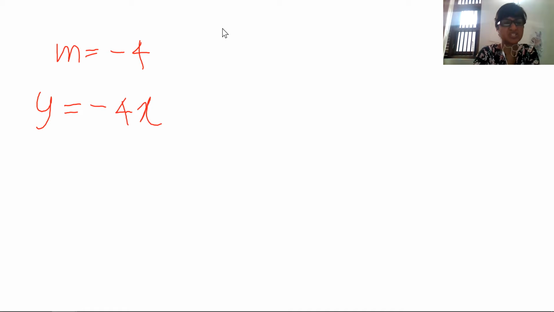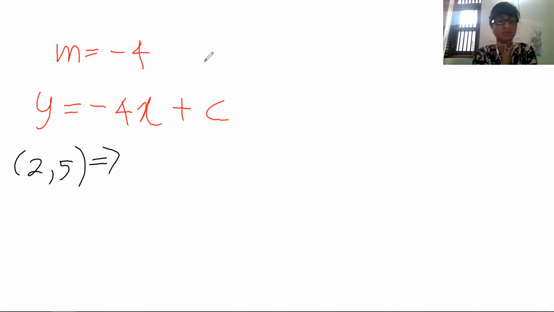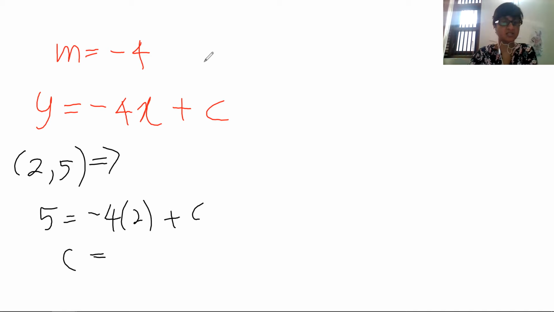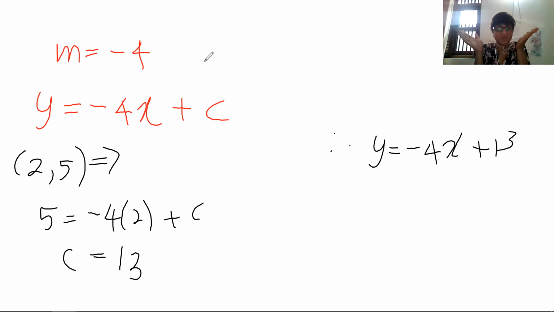So then you would use the information that 2, 5 is on this line. You would plug this in, because this point must satisfy the equation. You would say 5 is equal to minus 4 times 2 plus c, and you can find c from that. C turns out to be 13. And then, therefore, the equation is y equals minus 4x plus 13. This is how you would do it if the only form of the equation of a line you know is y equals mx plus c form.